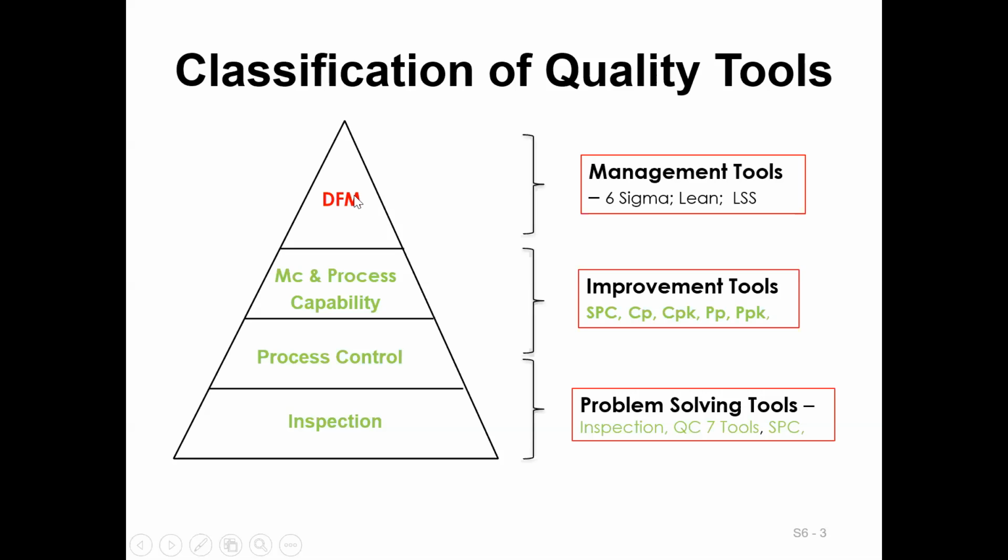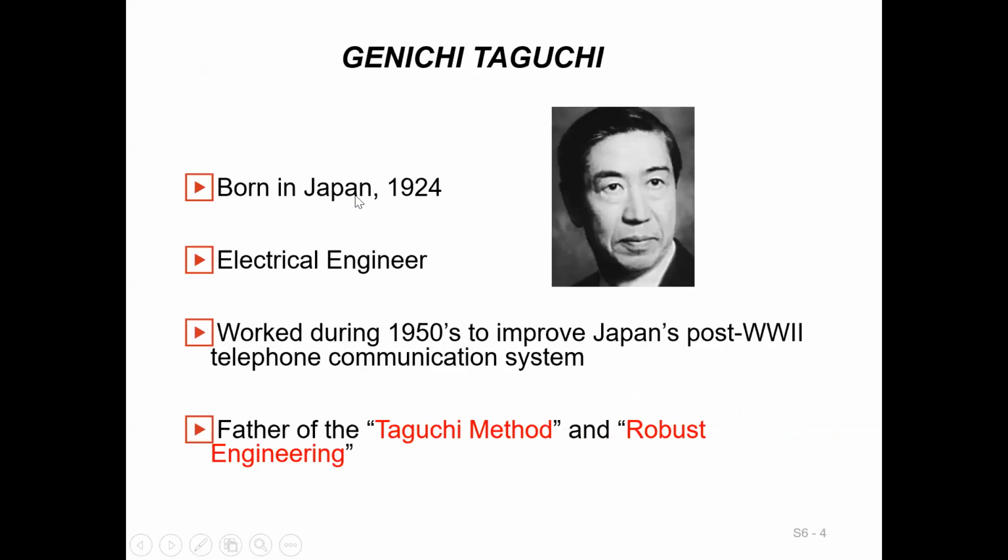So we're talking about DFM today, design for manufacturing, or so-called robust design. This is the history of Taguchi. By now you should know me, maybe not well, that I don't like to read through the slide. These are the fundamental information that you can read and understand on your own.